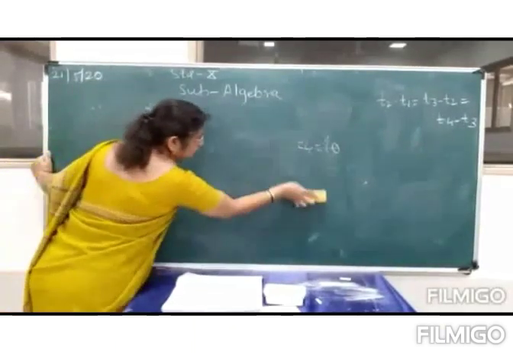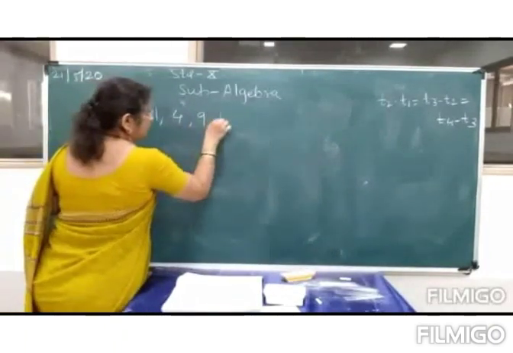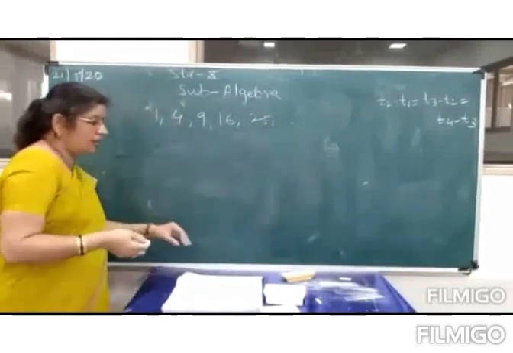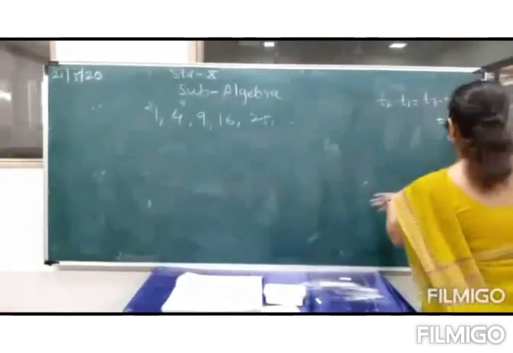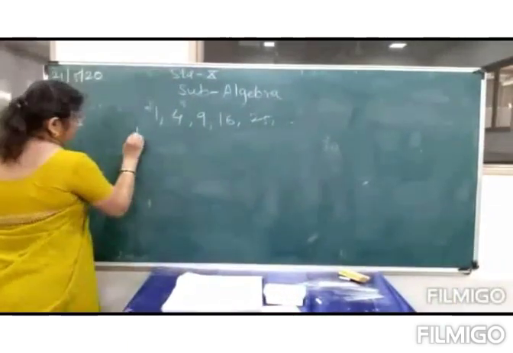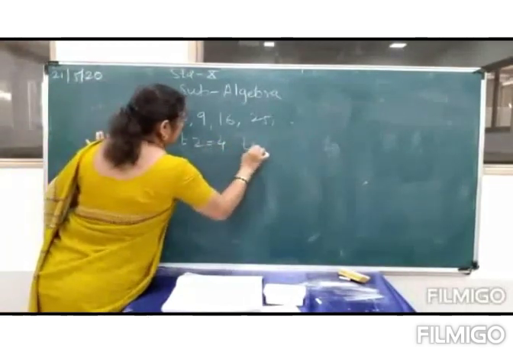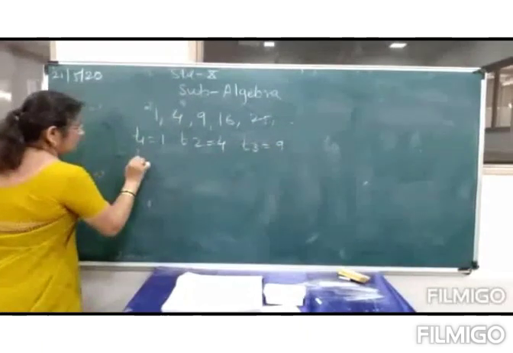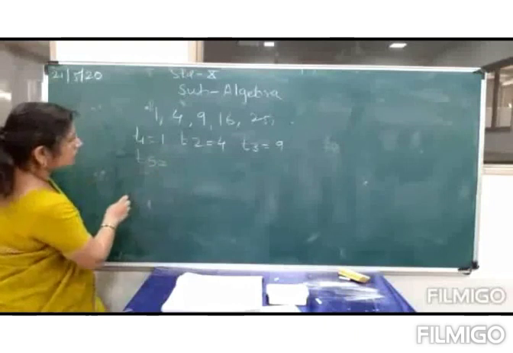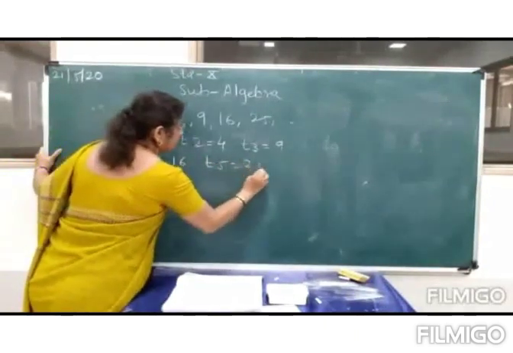So you will understand better how to justify. 1, 4, 9, 16, 25. Now here if you see, T1 is 1. T2 is 4. T3 is equal to 9. T4 is equal to 16. T5 is equal to 25.